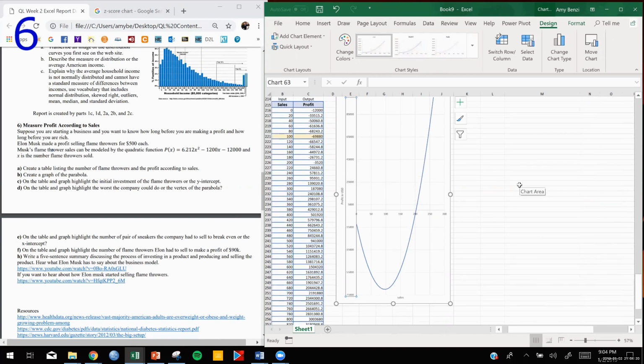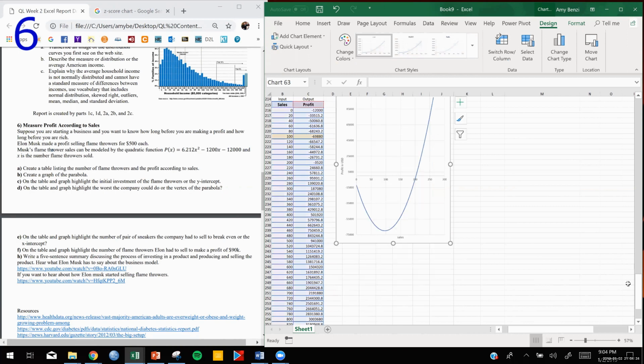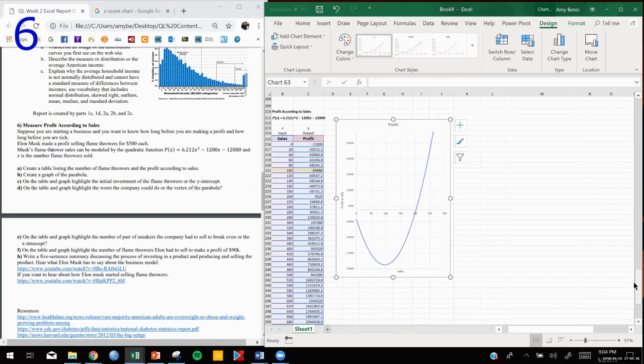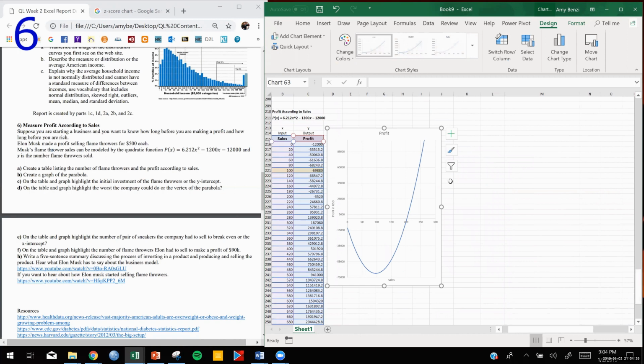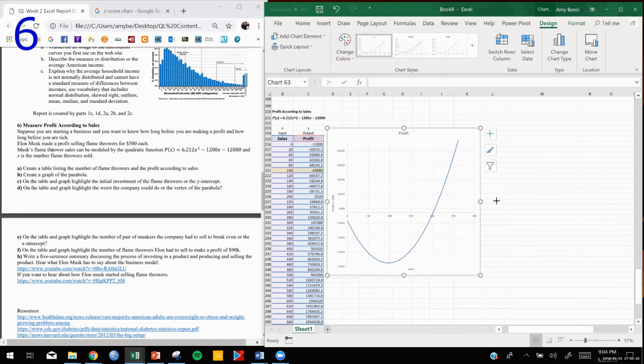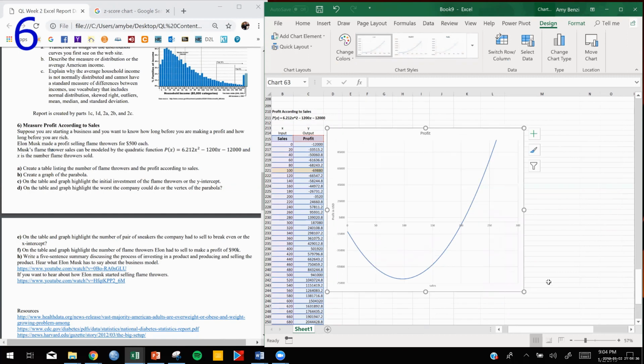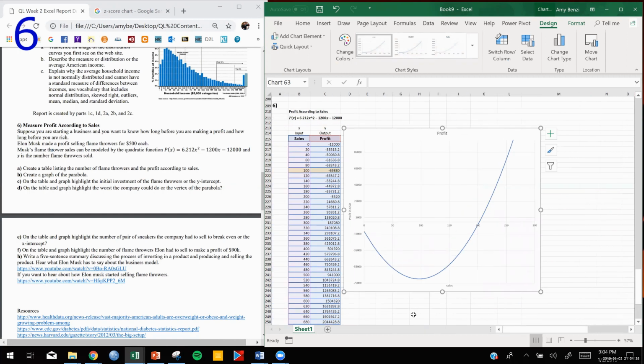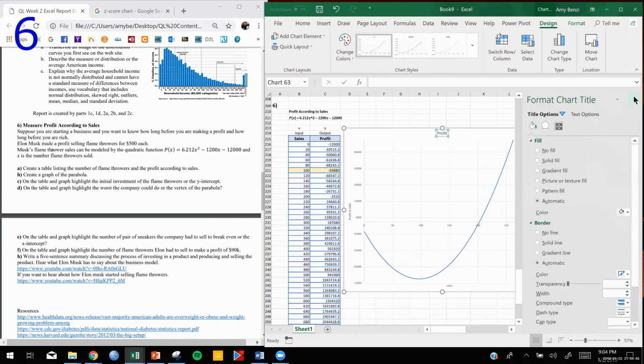Yay, look at this lovely graph that I have. I'm actually going to make it just a little shorter here so that I can get it a little bigger so you guys can see. What a lovely parabola, a nice quadratic function. Now our job here is to label a bunch of spots on this graph. And then of course you're going to name it.